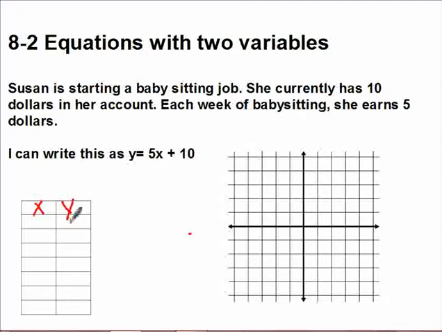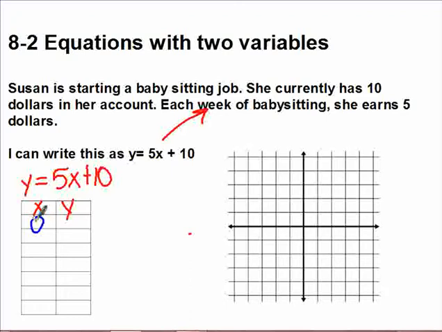When I complete my t-tables, I like to write the equation above the t-table as well. Y equals 5x plus 10. So in this case, we're going to try some numbers for x. Let's start with 0. I can't start with -1 because x is actually the number of weeks of babysitting, and I can't work a negative amount of weeks. So for x, we're going to start with 0.